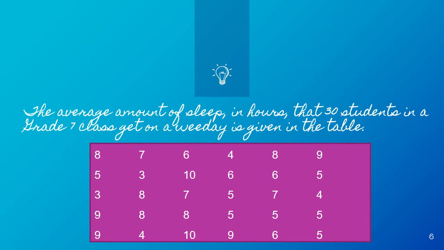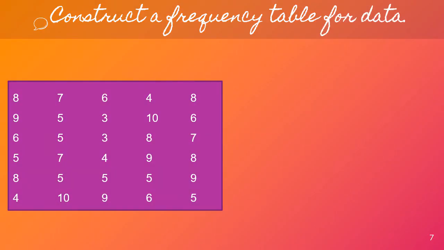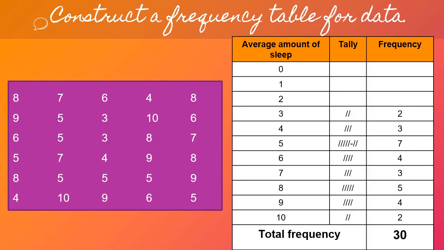So let's have another example. The average amount of sleep in hours that 30 students in a grade 7 class get on weekdays is given in the table: 8, 7, 6, 4, 8, 9, 5, 3, 10, 6, 6, 5, 3, 8, 7, 5, 7, 4, 9, 8, 8, 5, 5, 5, 9, 4, 10, 9, 6, and 5. Next, let's construct a frequency table for the data. The frequency table shows the average amount of sleep and the frequency.